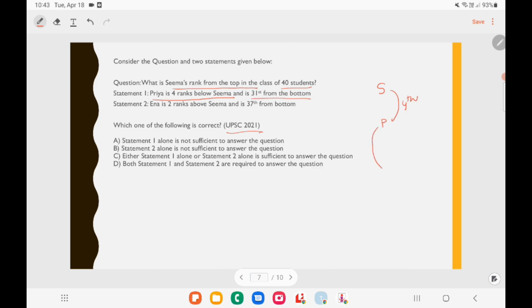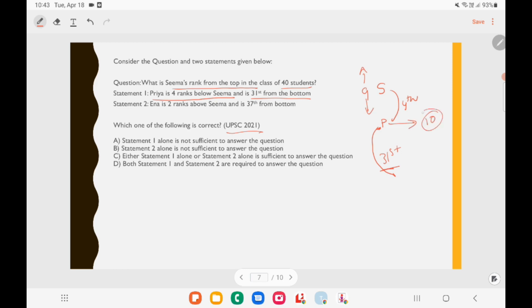So Priya is 31st from bottom of the class. That means from top Priya will be 31st, means here until here there are 31 students. Until Priya there are 31 students. So there will be 9 students ahead of Priya. So Priya's rank will be 10th.